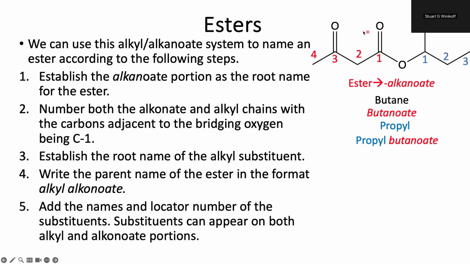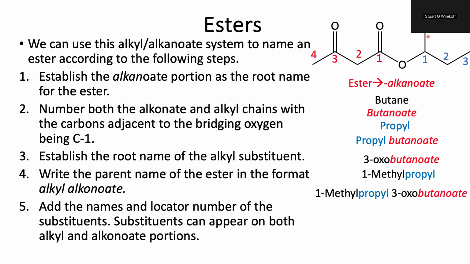But note, both groups have a functional group. My butanoate has a ketone, and my propyl group has an alkyl substituent. So to name that ketone, this would be a 3-oxo group, and for the propyl, I have a 1-methyl group. So putting these both together, I have a 1-methylpropyl 3-oxobutanoate. So again, taking a complex molecule and a complex name and breaking it into chunks.